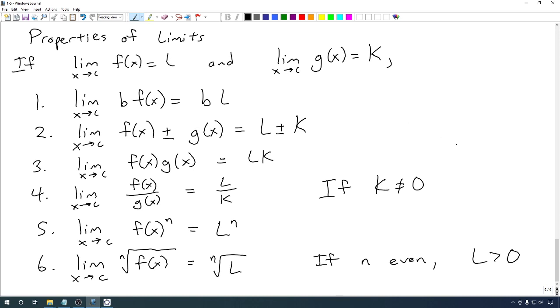But all of this means that if we take something like a polynomial, let's just pick a random polynomial. P of x is equal to x cubed minus 7x squared plus 2x minus 4. I want to take the limit of p of x as x goes to 2. We want to find the limit of this polynomial as x goes to 2.